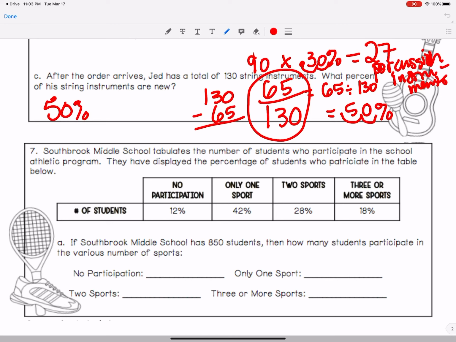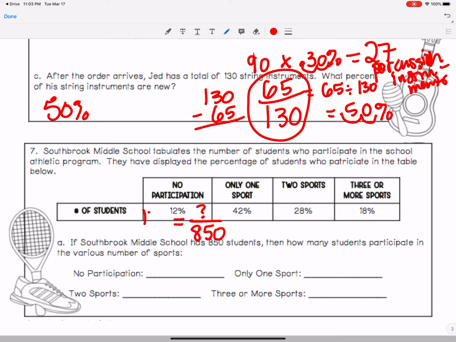So if Southbrook Middle School has 850 students, then how many students participate in the various number of sports? Okay, here's what this would look like. If they have 850 students total, we don't know what the part is going to be, so I'm going to put a question mark, or you could put a variable like X.